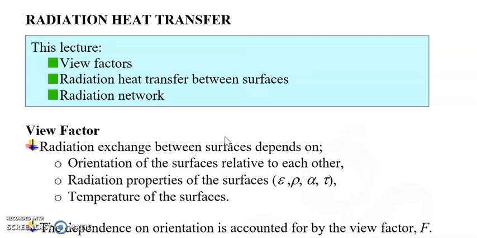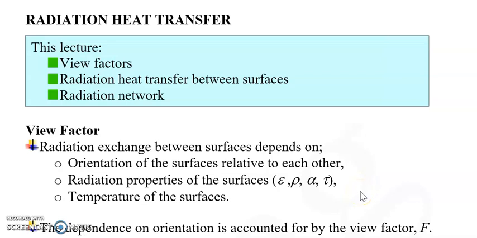Now, previously in the first module on radiation, fundamentals of radiation, we looked at the radiative properties of a surface. But the surface is not alone. The radiation exchange occurs between a surface and other surfaces around it. So, radiation exchange between surfaces depends on orientation of the surfaces relative to each other, radiation properties of the surface, emissivity, reflectivity, absorptivity, and transmissivity. And radiation exchange also depends on temperature of the surfaces.